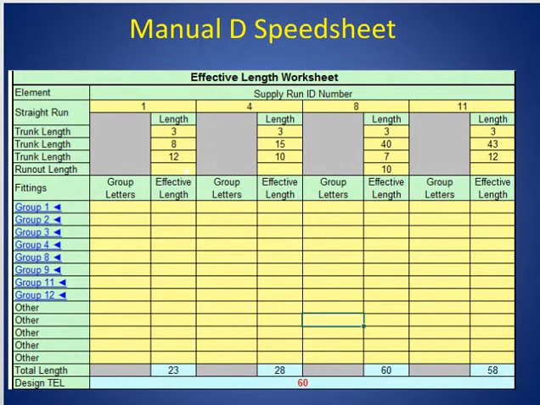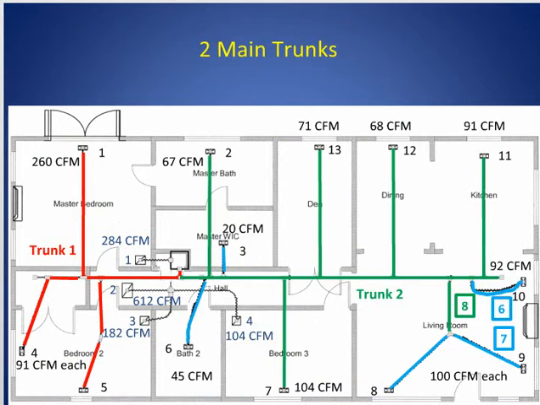What do we want to look at next? Well, the next thing we're going to look at is the group numbers, and the group numbers are 1 through 12 down here. And what's a group thing? That's a 90 or a T or something like that. And other is anything else that's in there, like a sound attenuator. Anything you might have in there would go into the other column. Let's take a look at this.